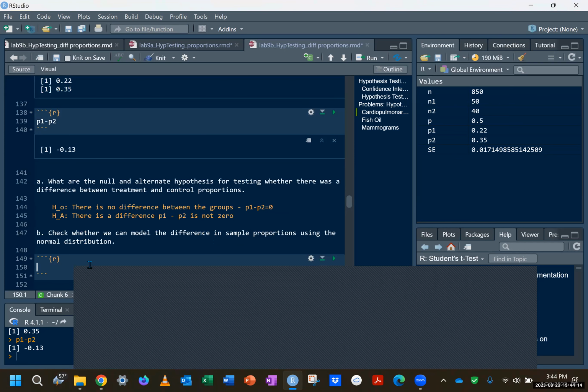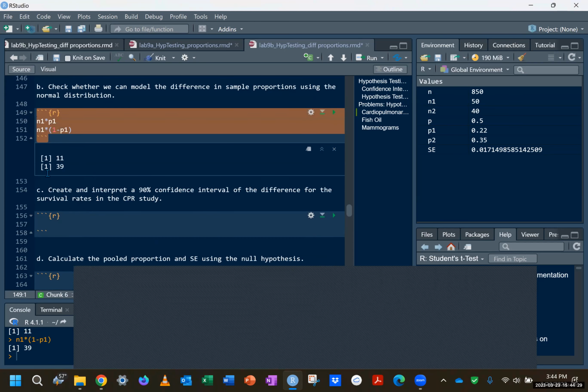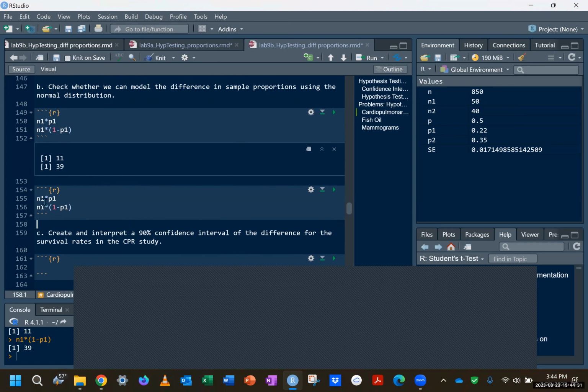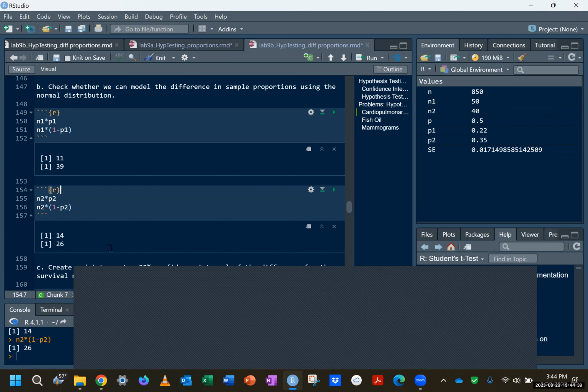So to check this, we have to do our assumptions. N1 times P1, N1 times 1 minus P1. Remember, 1 minus P1 is the probability of failure for that group. So this gives us both the numbers for success and failure. And N2. Those are the successes and failures in the first group. And we narrowly have big enough samples. So samples are big enough. Again, we'll assume independence.